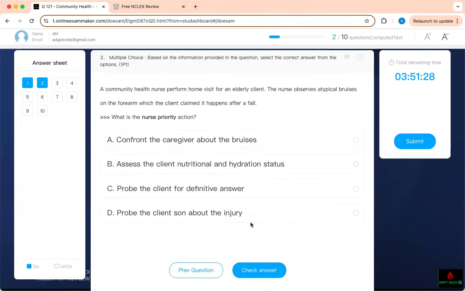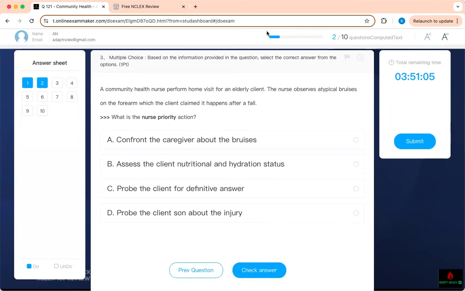What is the nurse priority action? A community health nurse performs a home visit for an elderly client. The nurse observed atypical bruises on the forearm, which the client claimed happened after a fall. What is the nurse priority action? When it comes to abuse, there's always a strategy to answer the question. You should have it packed in your head. That's what I call adapting class test taking strategy.